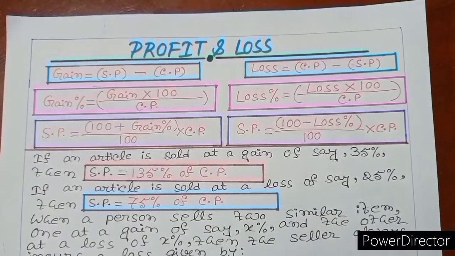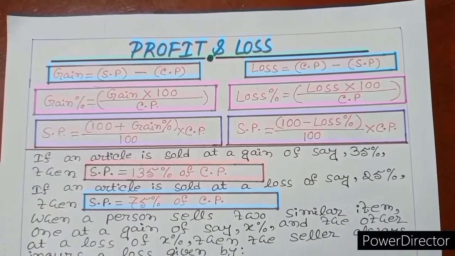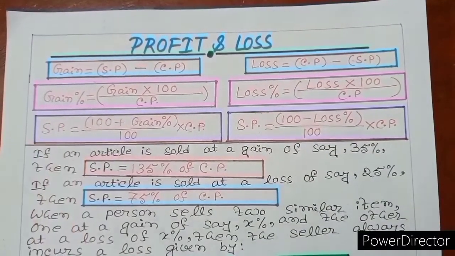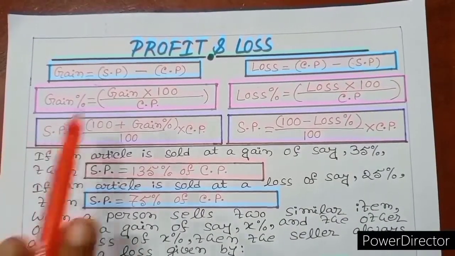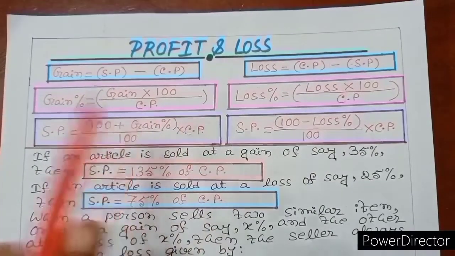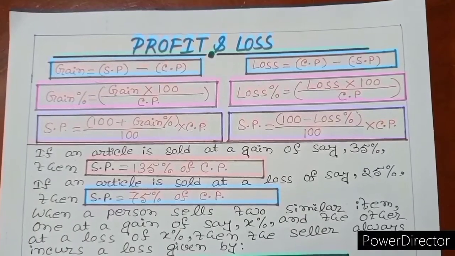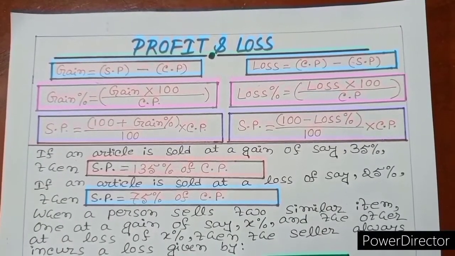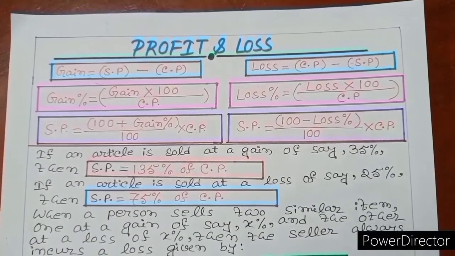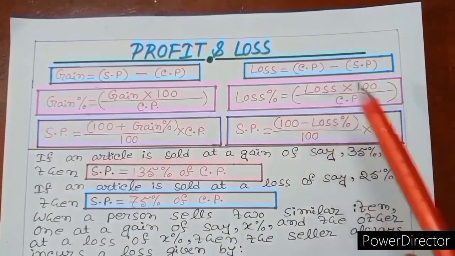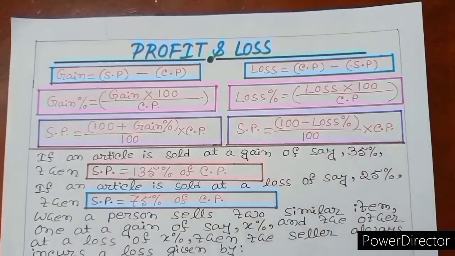And what is gain percentage? If cost price equals 50 rupees and selling price equals 60 rupees, then gain equals selling price minus cost price, means 60 minus 50 equals 10. And gain percentage is 10 into 100 by cost price 50. And loss percentage, if cost price equals 50 rupees and selling price equals 40 rupees, then obviously it makes some loss. 50 minus 40 means 10. So loss percent equals 10 into 100 by 50.